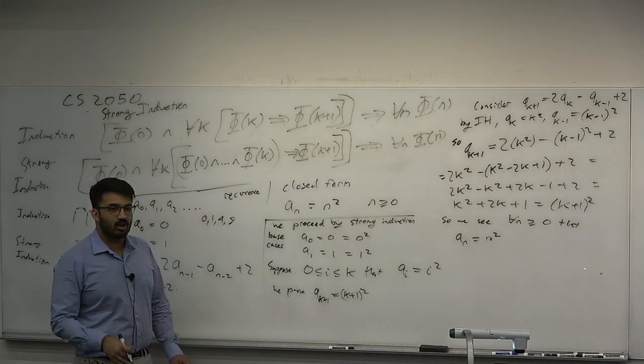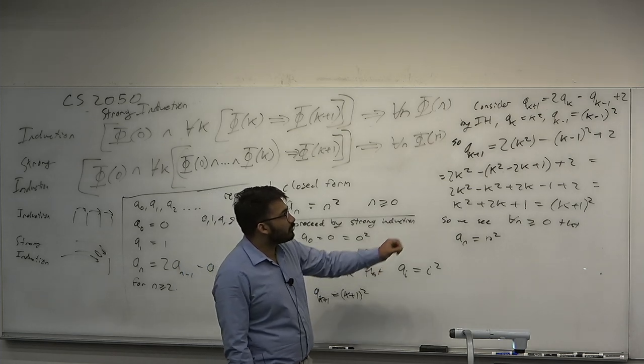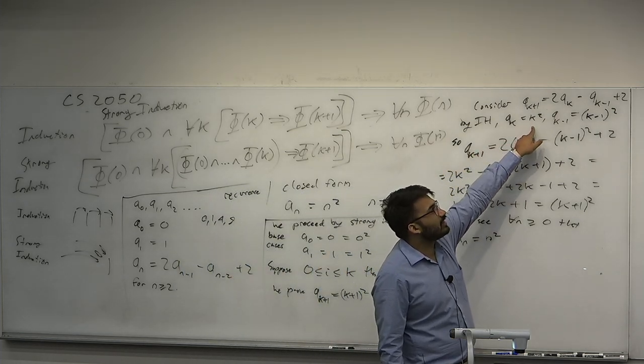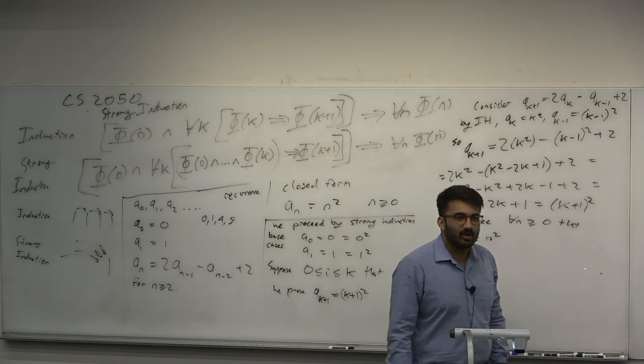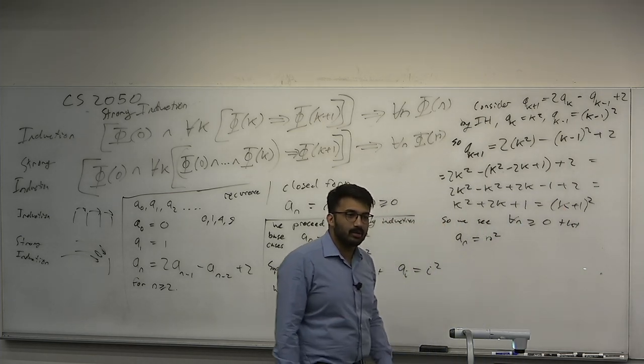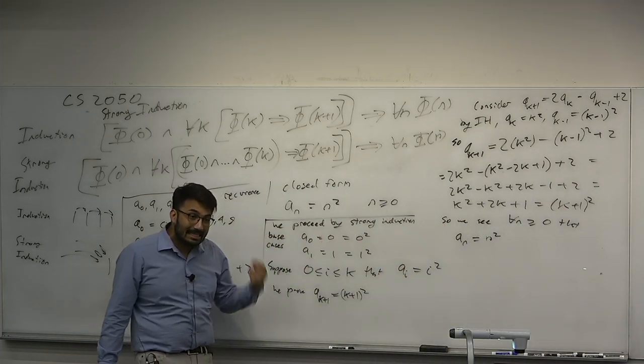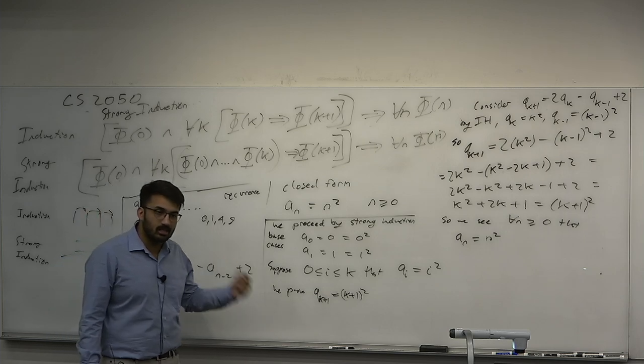Notice how we applied the strong induction. If we had normal induction, we would get that, okay, fine, A of k is k squared. But what is A of k minus 1? We don't get that by induction. We only get that by strong induction. And here is a classic example where you would need strong induction. You absolutely need strong induction.